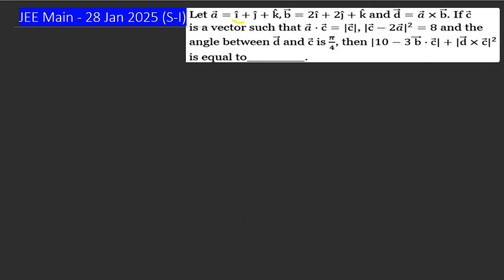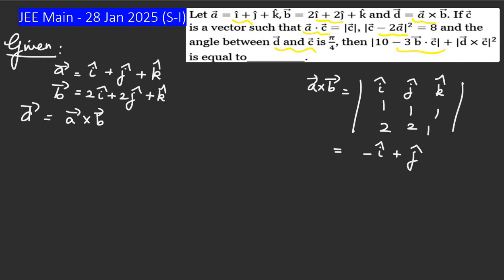The next question: given A vector, B vector, and D vector equal to A cross B, A dot C equal to mod C, then mod of (C minus 2A) whole square is equal to 8, and the angle between D and C is pi by 4, then this expression is equal to. So given A vector, B vector, and it is given that D vector is equal to A cross B. We have found what A cross B is. Therefore, we say that D vector will be equal to minus I cap plus J cap.